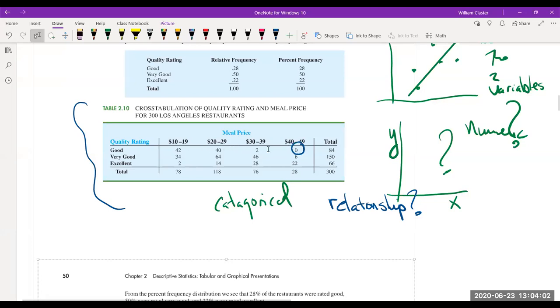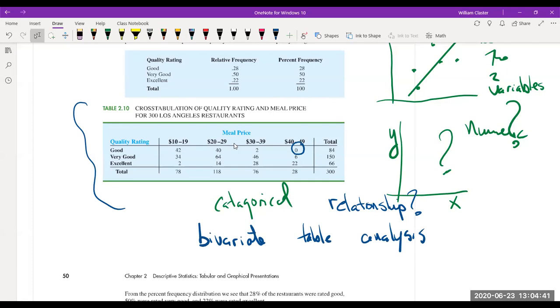And vice versa. As the price tends to increase, the quality also tends to increase. Now, it's not a perfect correlation or relationship here, but it does seem to be true. Okay, so we can talk about that kind of relationship in this data by making what is called a bivariate table or a bivariate analysis.